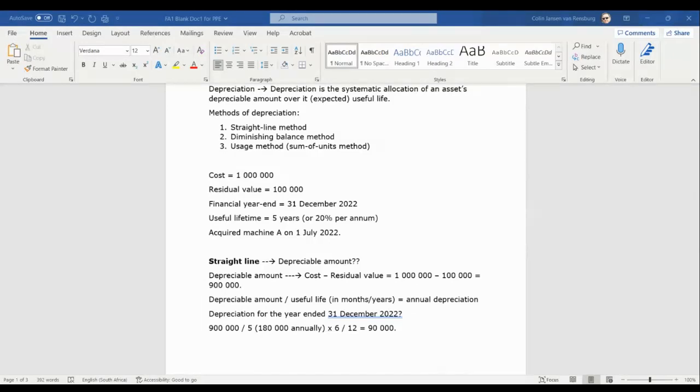In our second year, which will be a full financial year, we're going to write off 180,000. The year after that, we're again going to write off 180,000. The year after that, we are again going to write off 180,000 until we get to the very last financial year in which we are going to use it. In that very last financial year, we are only going to be using it for the first 6 months, for January, February, March, April, May, and June of the last year. So in the last year, we'll have to apportion it again. So in the very last year of using that machine A, it will again be 6.